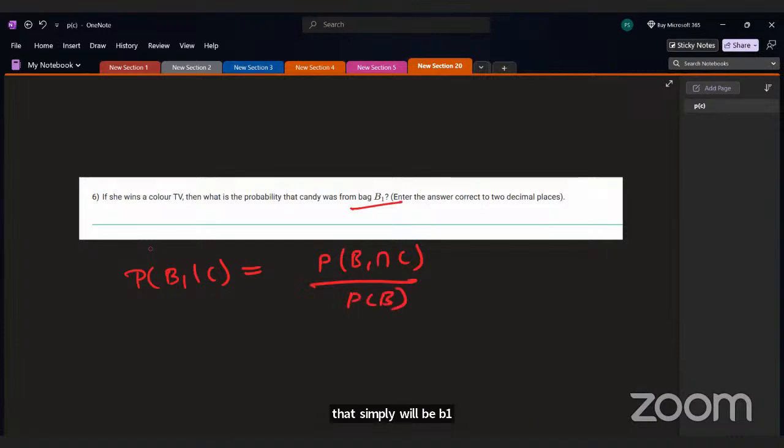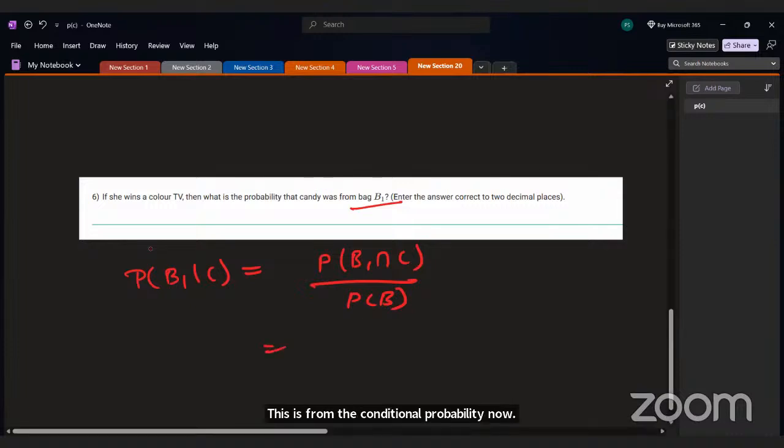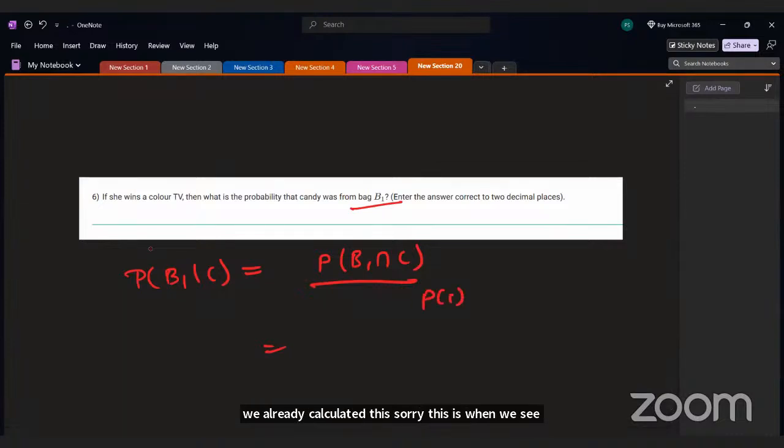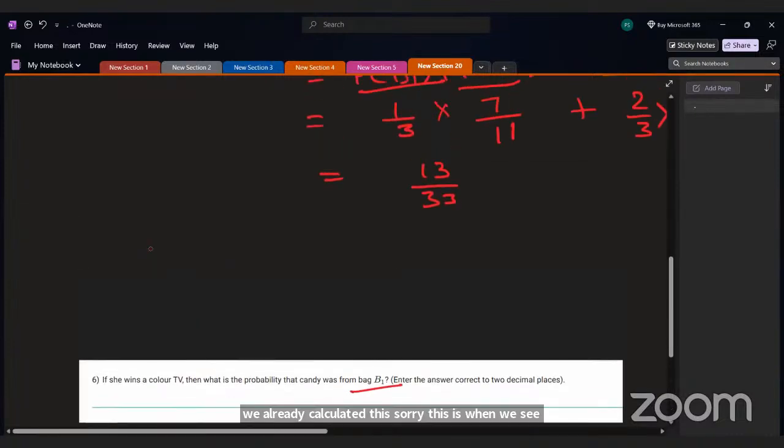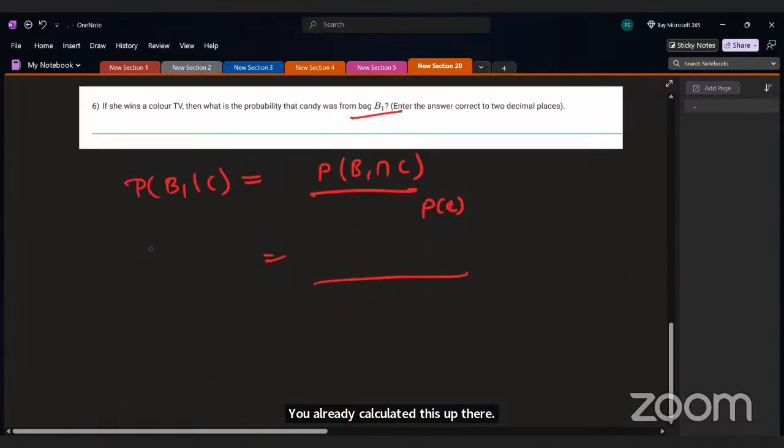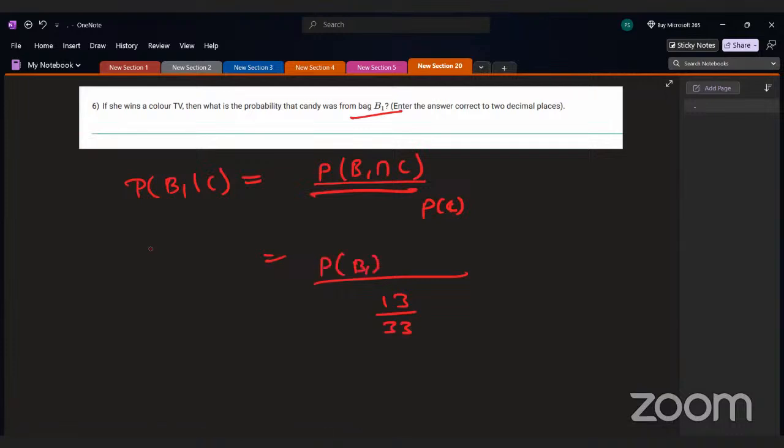That simply will be P(B1 intersection C) by P(C). This is from the conditional probability. Now we already calculated this up there. It's 13 by 33. Now we'll calculate this. That will be P(B1) into P(C given B1).